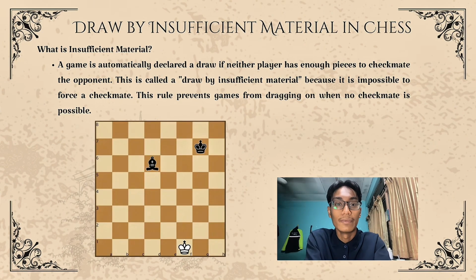So now I will explain draw by insufficient material in chess. What is insufficient material? A game is automatically declared a draw if neither player has enough pieces to checkmate the opponent. This is called a draw by insufficient material because it is impossible to force a checkmate. This rule prevents games from dragging on when no checkmate is possible.